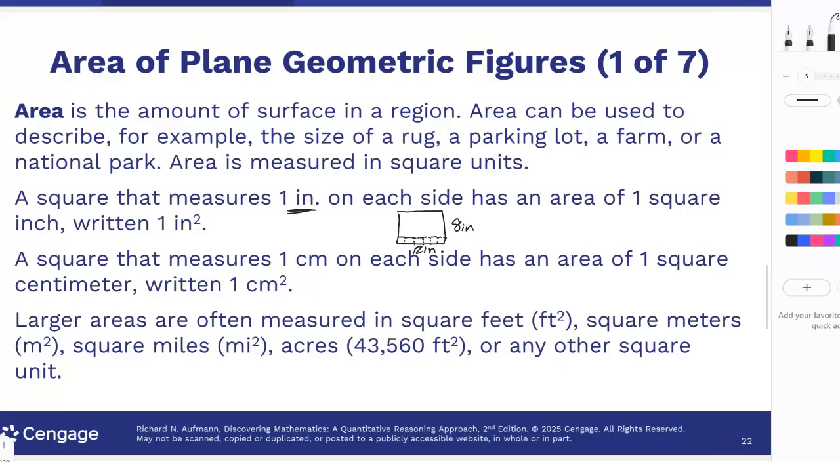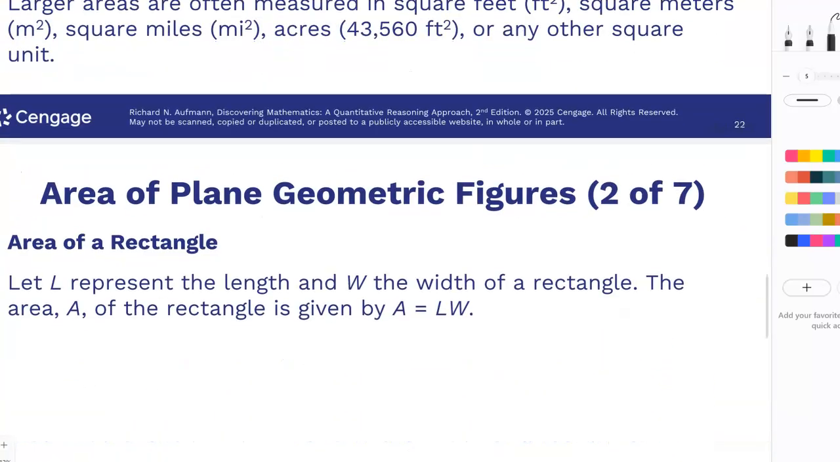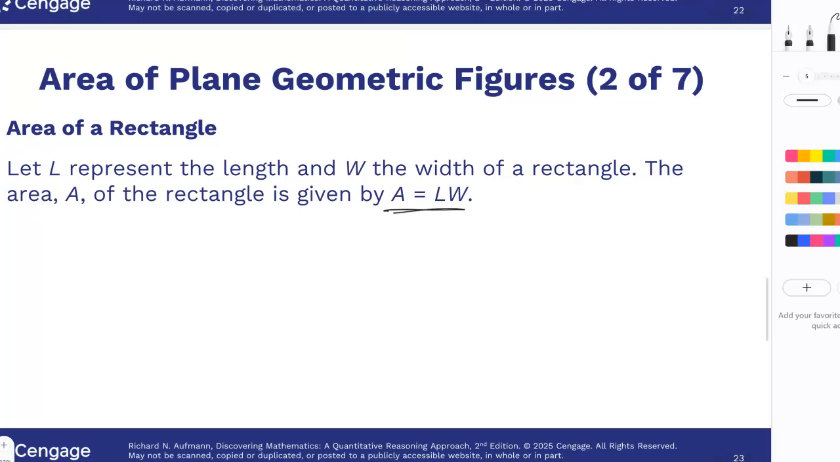If I were thinking about feet, so if I'm trying to fence in my backyard, and I know the length and the width that I want to fence in, area is how many 1 foot blocks it would take to fill in that entire space. Area of a rectangle is length times width.